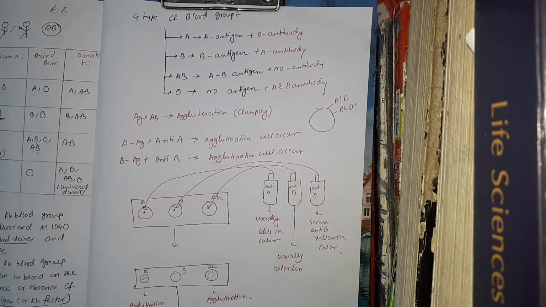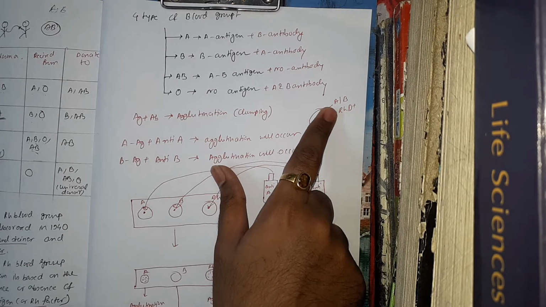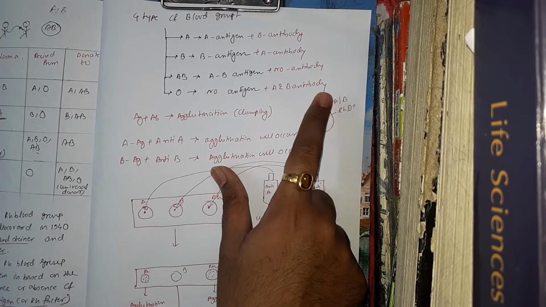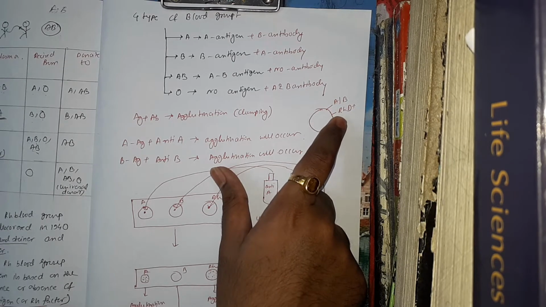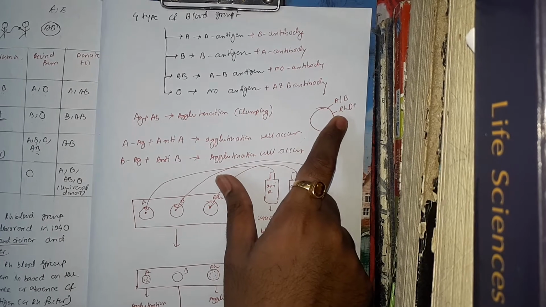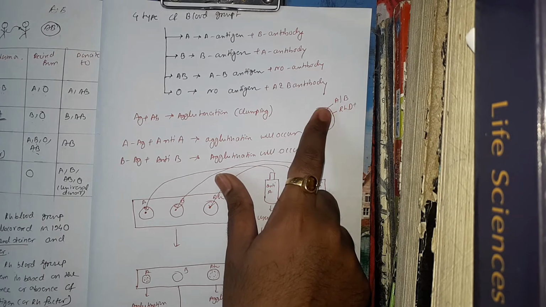Actually it is four. That means if A antigen is present on the surface of RBC, then the blood group will be A. If B antigen is present on the surface of RBC, then the blood group will be B, along with if RHD factor, that we have talked about in our second video, if you remember. If RH factor is also present along with them, then the blood group will be positive. If it is not present, then the blood group will be negative.